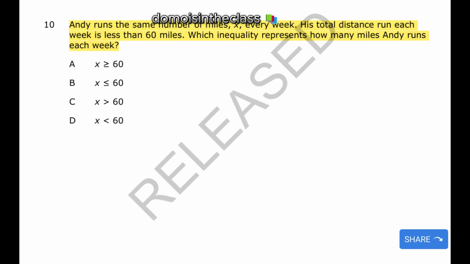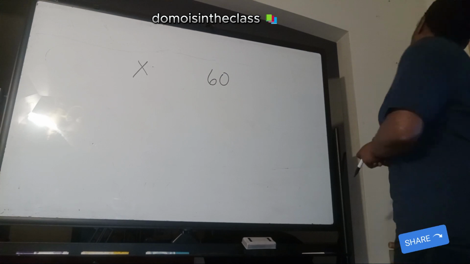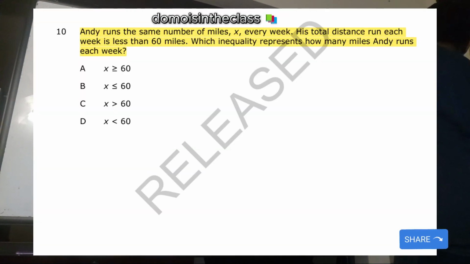Andy runs the same number of miles, x, every week. His total distance run each week is less than 60 miles. Which inequality represents how many miles Andy runs each week? So for our last problem for today, as we said, Andy runs the same number of miles, x, every week. His total distance run each week is less than 60 miles.